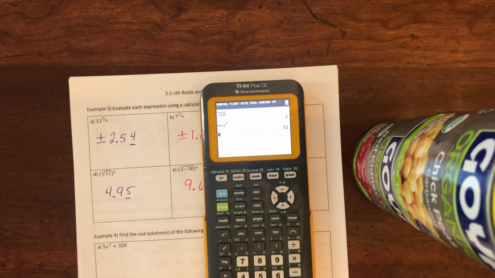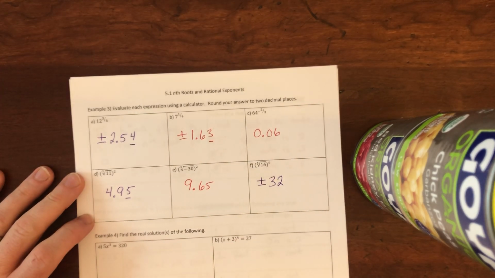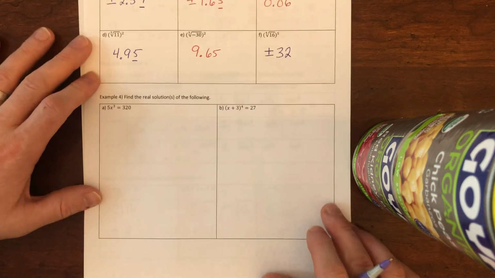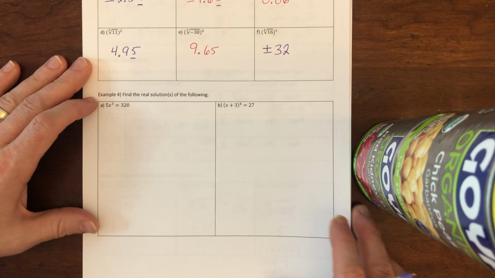If you do not have a TI-84, you need to make sure you work on understanding how to input these values, all right? If you have any questions, obviously, please feel free to reach out to us. All right, last 2 examples. We're gonna go through and solve some of these, all right?